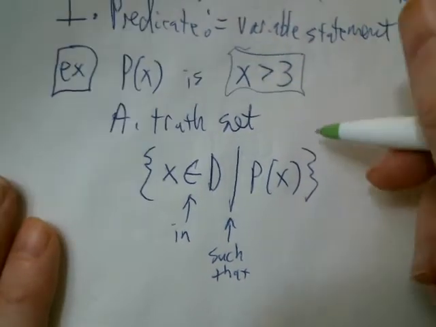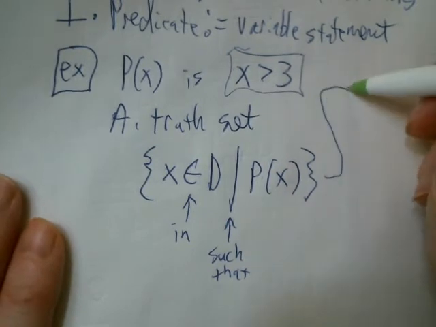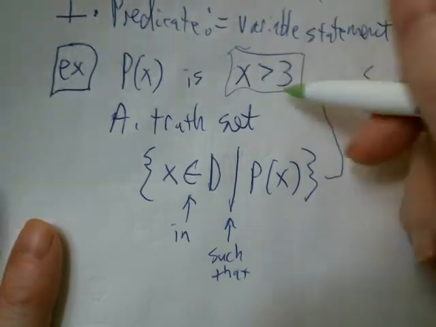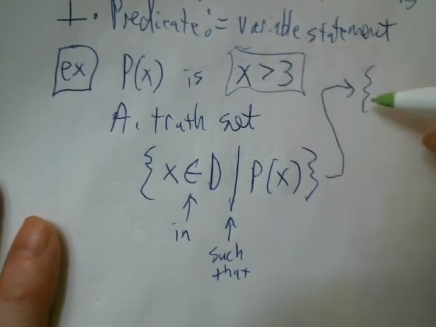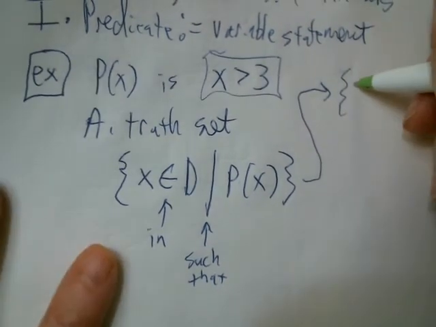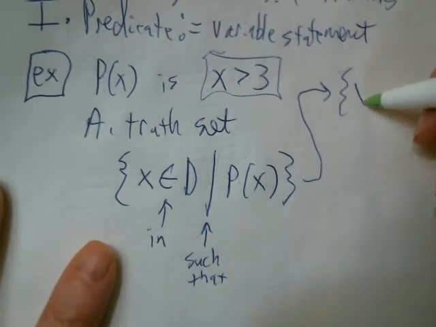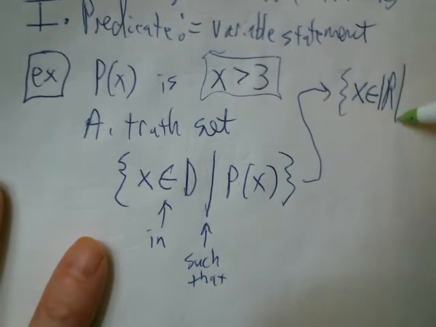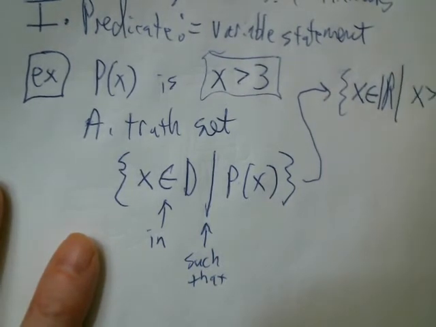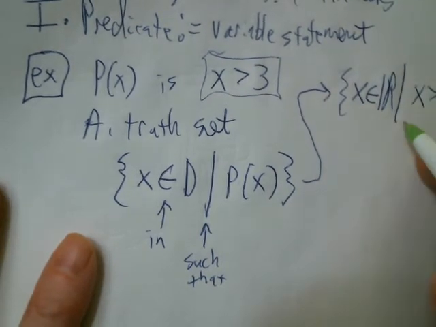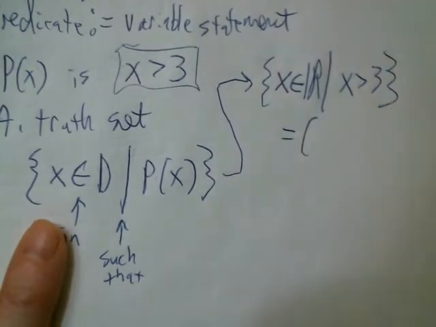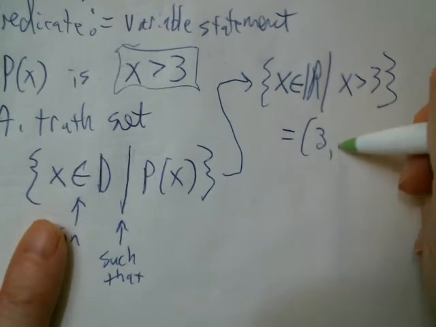Okay. So for my example, the truth set would just be an interval. We have to know what domain we're working in. Let's just presume that we're working in the real numbers. So it's a set of all X in the real numbers such that basically X is greater than 3. What is that? Oh, that's just an interval, right? That's just the interval from 3 to infinity.